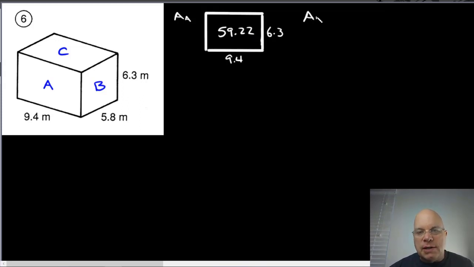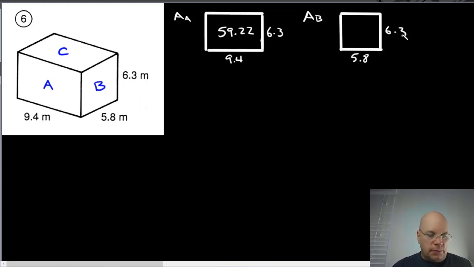Area of face B. Face B is closer to a square, but not quite a square. It's got a base of 5 8/10 and a height of 6 3/10. When I do base times height, 5.8 multiplied by 6.3, I get 36 54/100.